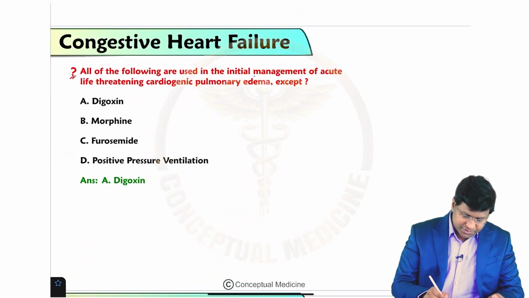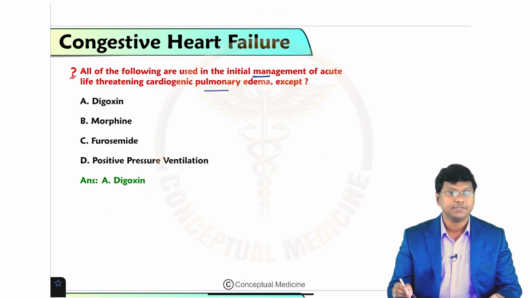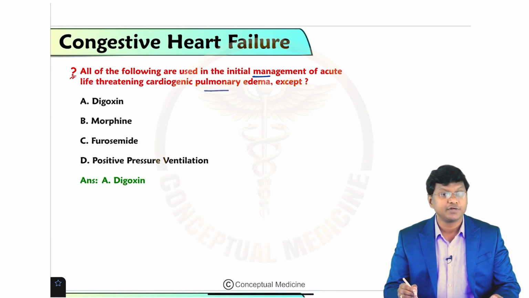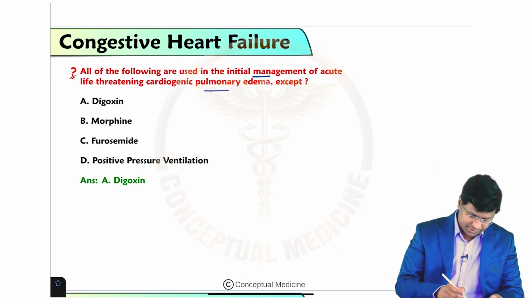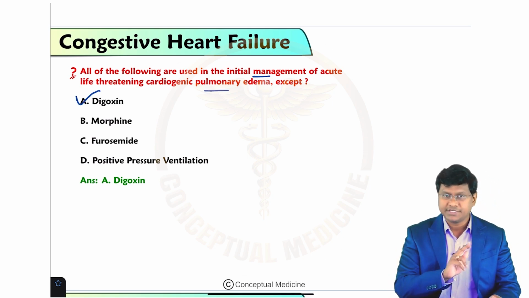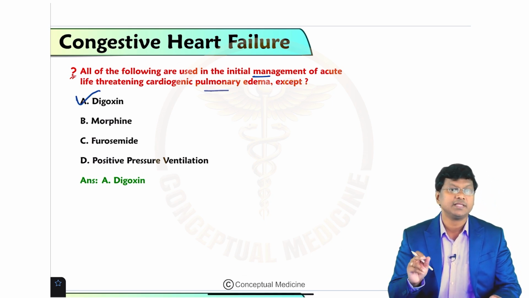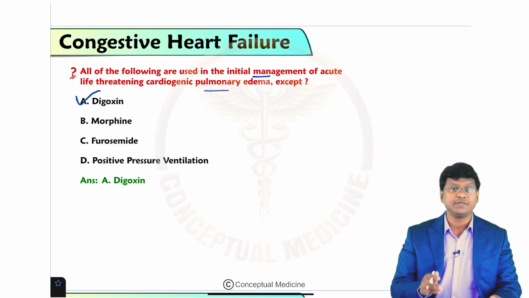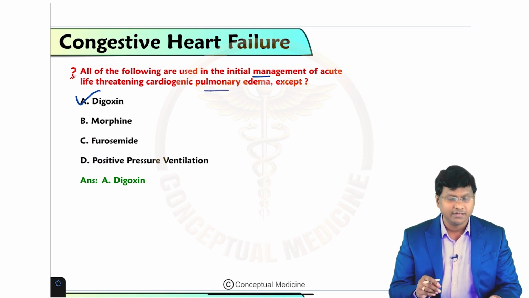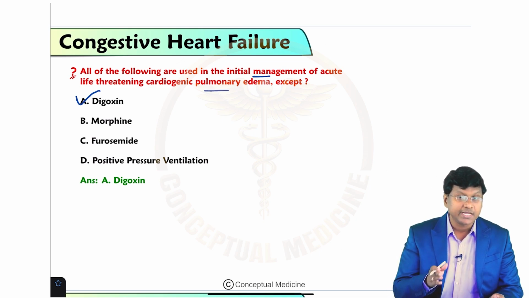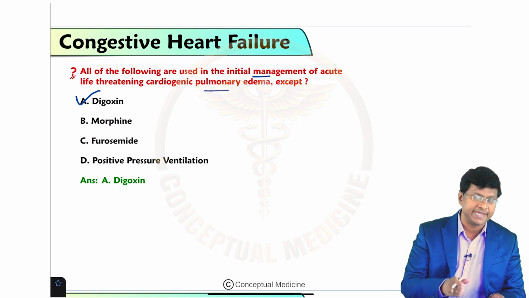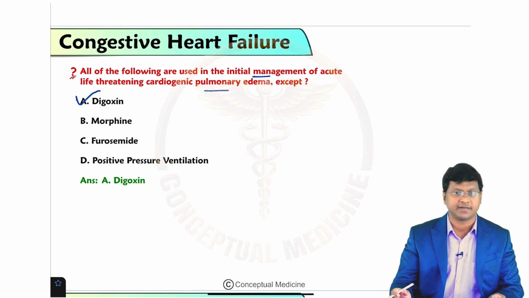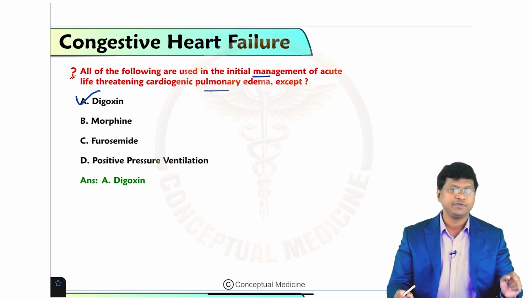All of the following are used in the management of acute life-threatening cardiogenic pulmonary edema except: digoxin, morphine, furosemide, positive pressure ventilation. So digoxin is not used in acute cardiogenic pulmonary edema. When do we use digoxin? We use digoxin when the acute heart failure is associated with atrial fibrillation and increased ventricular rate.